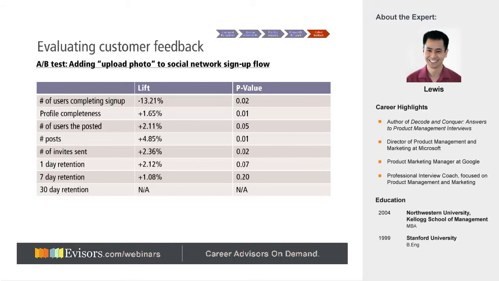The last stage of the typical PM's responsibility is once the product's been launched, evaluating customer feedback. There's a lot of different ways you can get feedback about a newly launched product. You can get feedback from the sales team, you can get feedback from customer support, you can get feedback from social media, what people are saying about the product, from surveys. But the thing that's really popular now amongst mobile and Web 2.0 circles is A/B testing.